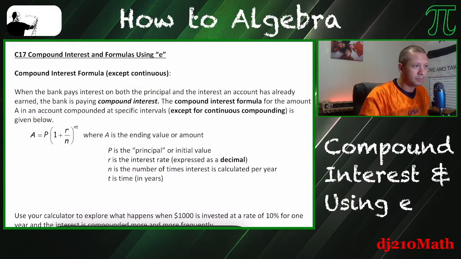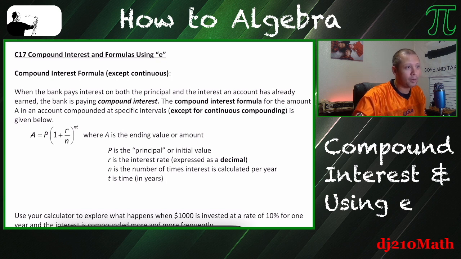Compound interest and using e. Simply put, compound interest is basically interest on top of interest, right? Interest that is earned on something that's already earned interest. So if you think about it, if you invest $1 at 5%, that means you'll get a nickel.